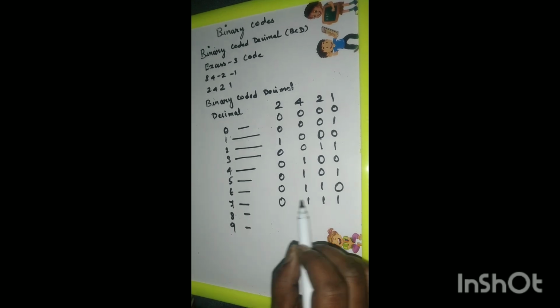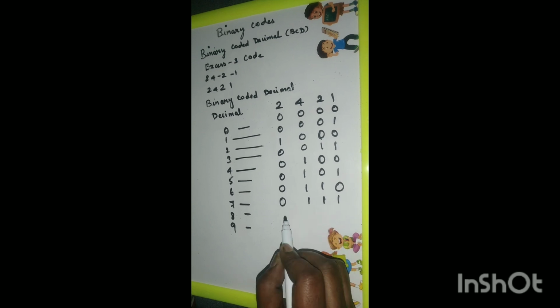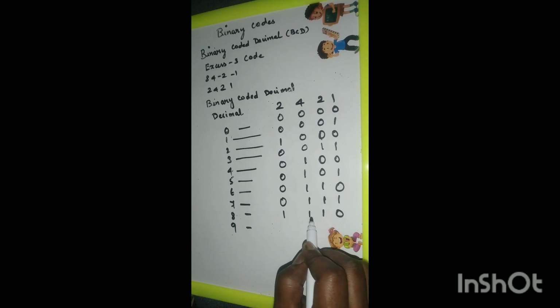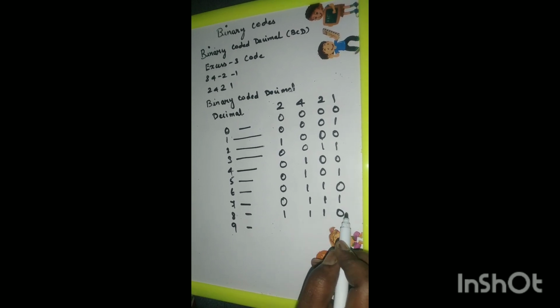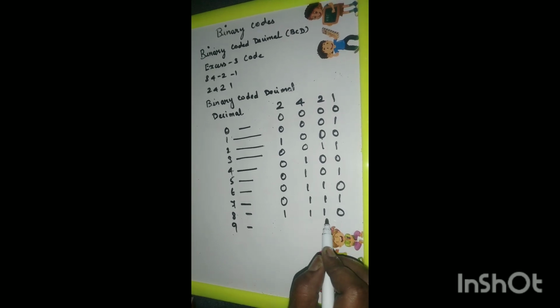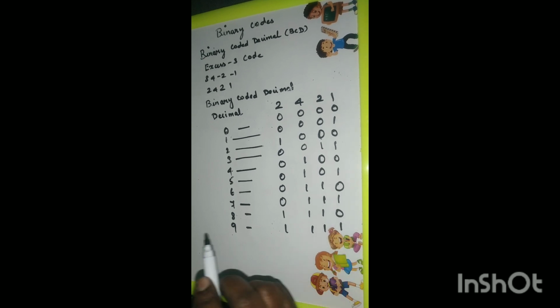Next is 8: 4 plus 2 is 6, 6 plus 2 is 8, so I assign the second 2, 4 and 2 as 1, and for 1 I assign 0. Next is 9: 4 plus 2 is 6, 6 plus 2 is 8, 8 plus 1 is 9, so I assign all of them as 1. Okay, that's all about the 2 4 2 1 code.